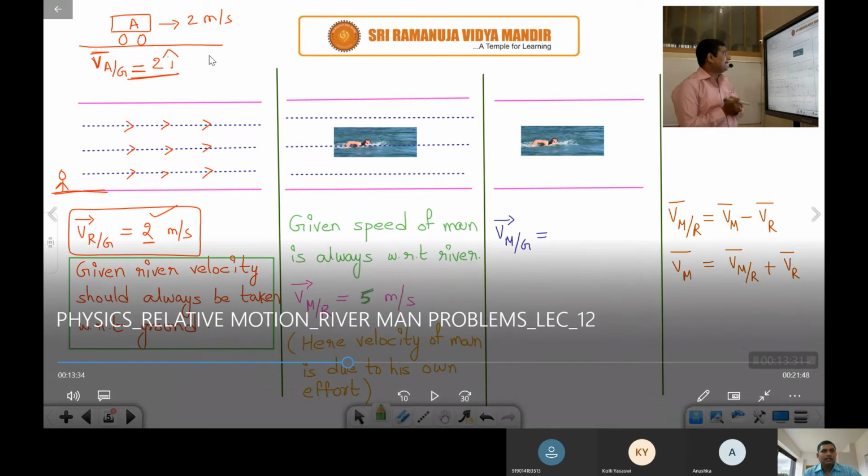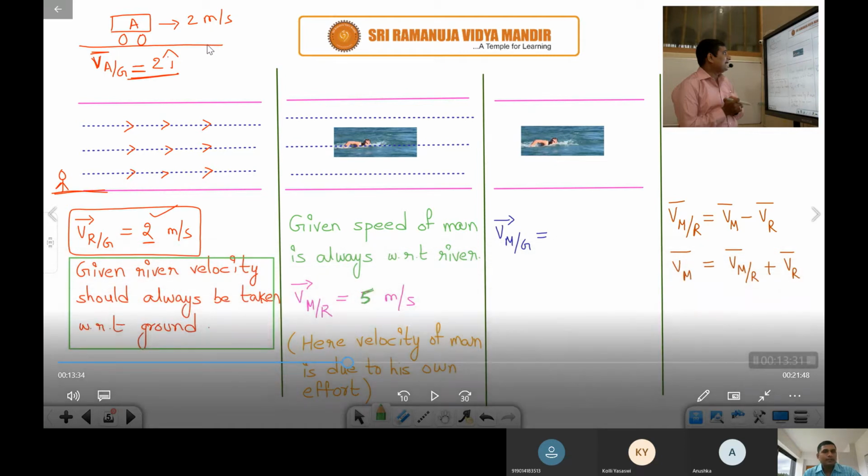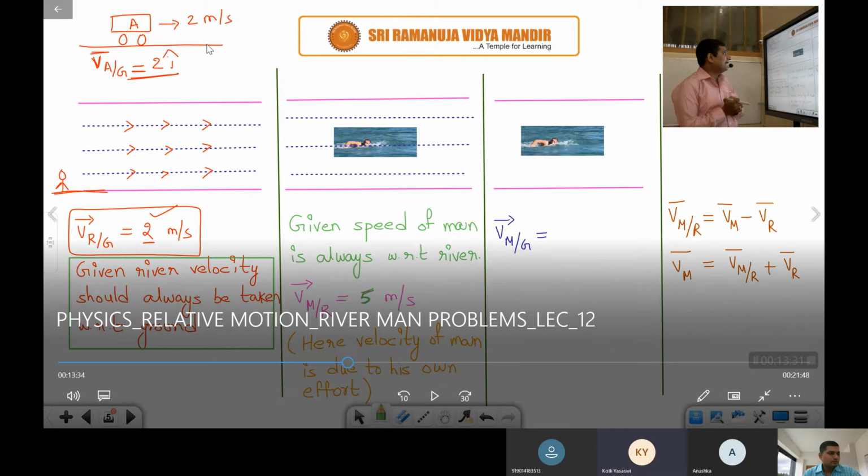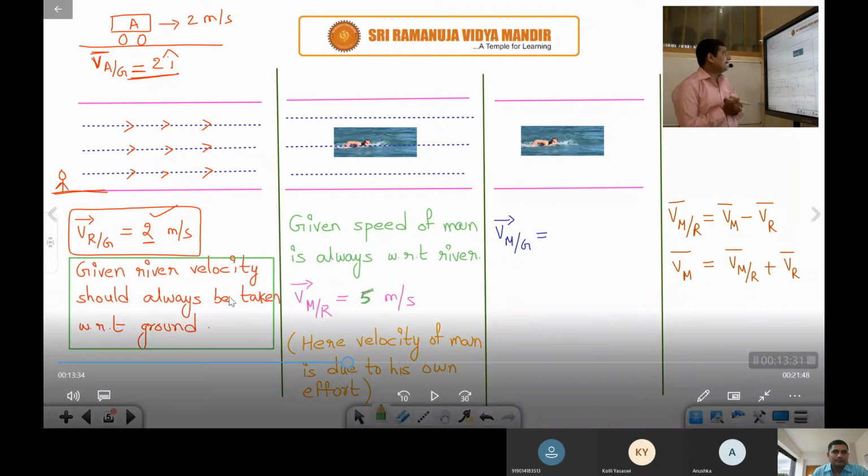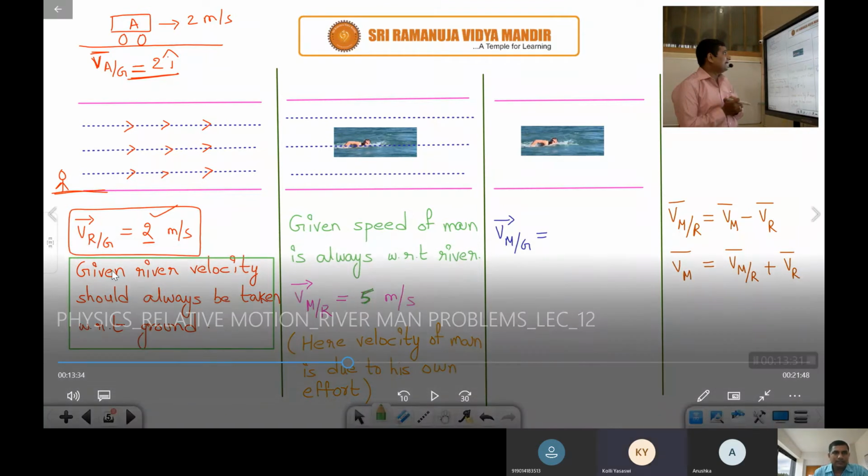Just like until now we have seen velocities of cars. They say the velocity of car is 2 meters per second. So how do we take a given velocity? A given velocity is always taken with respect to ground. So here also, for river velocity we should always take with respect to ground. That's why I wrote velocity of river with respect to ground is 2 meters per second.